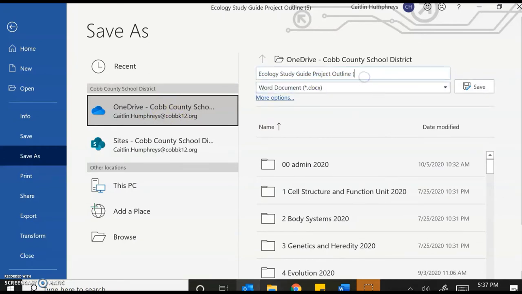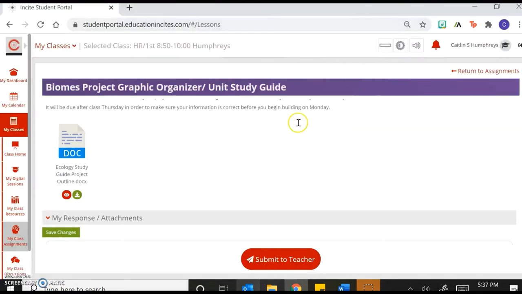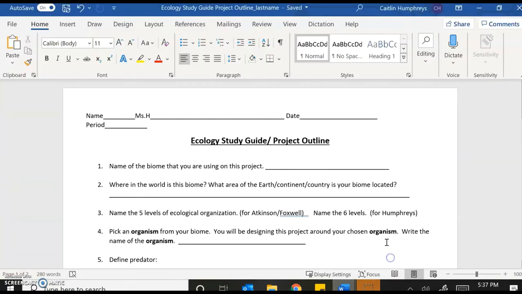And you are going to name this underscore last name. Please do not write the word last name, write your last name. So this would say underscore Humphreys. Okay, so we're going to save that. And make sure that we're always saving. And you see it says saved and my last name is changed. So I know that's saved.